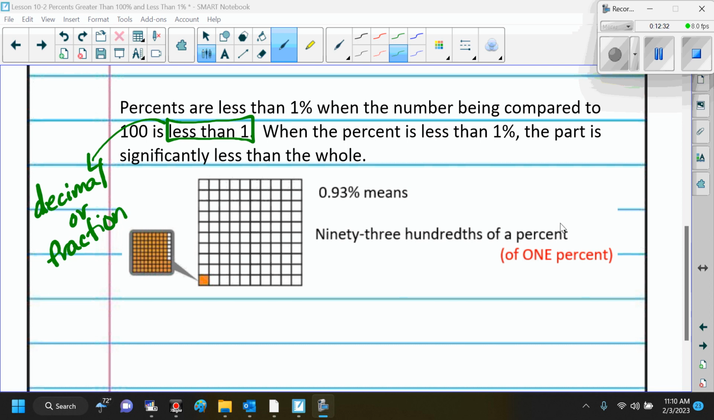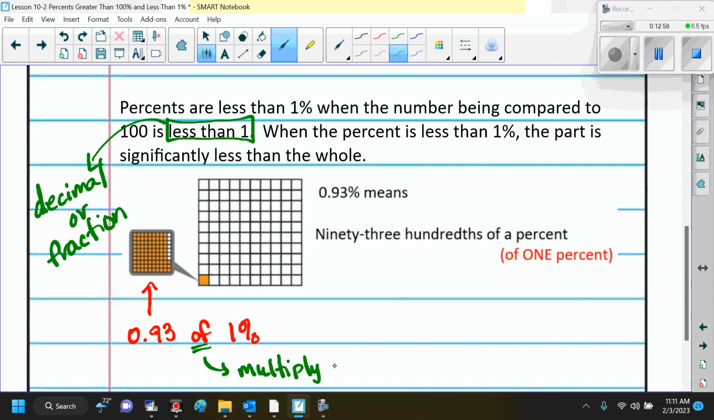So let me write it down. This here is 93 hundredths, and that's 93 hundredths of that piece, which is 1%. Is everybody clear? What does of in math mean? Right, of in math means multiply. So I could do some calculations to figure this out, but we're just going to look at the picture for now.